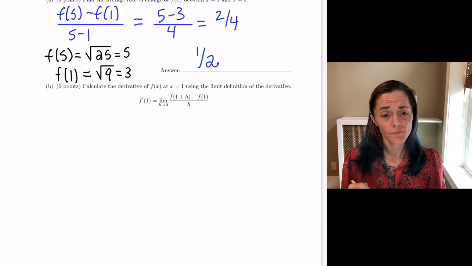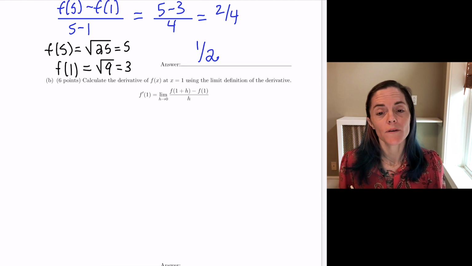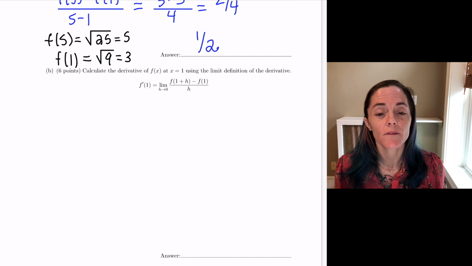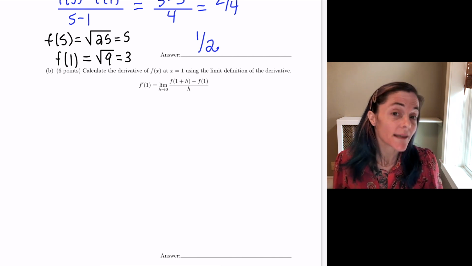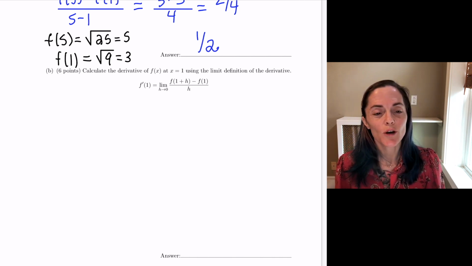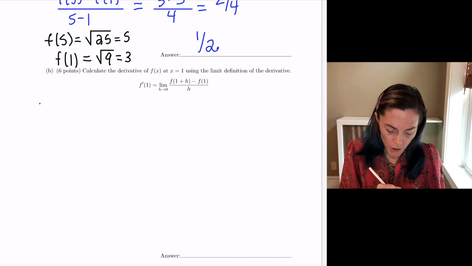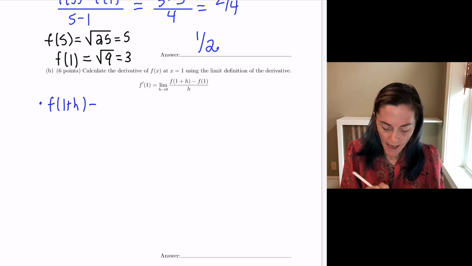Okay. Letter B, we want the derivative at x equals 1 using the limit definition of derivative. If we just use rules here, we would not have any credit for letter B. So what I want to do is start with the numerator, f of 1 plus h minus f of 1.